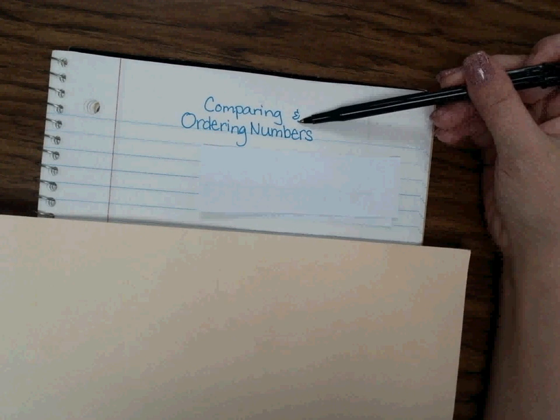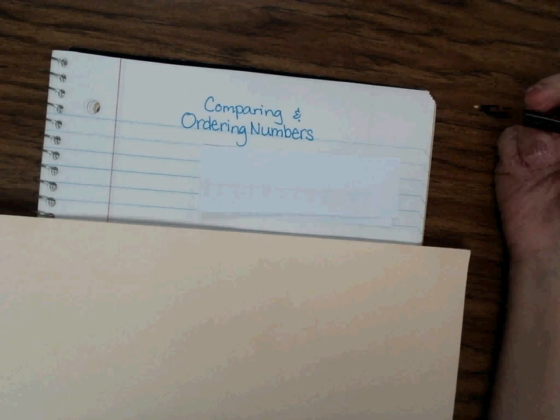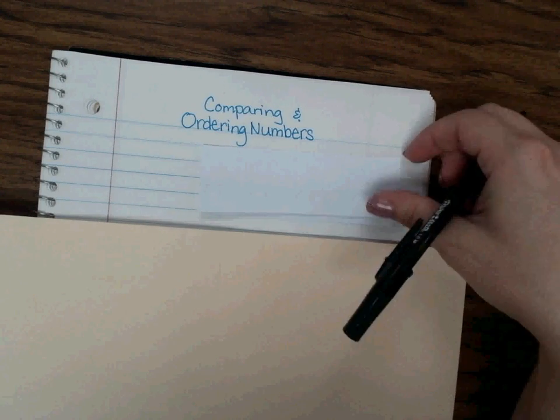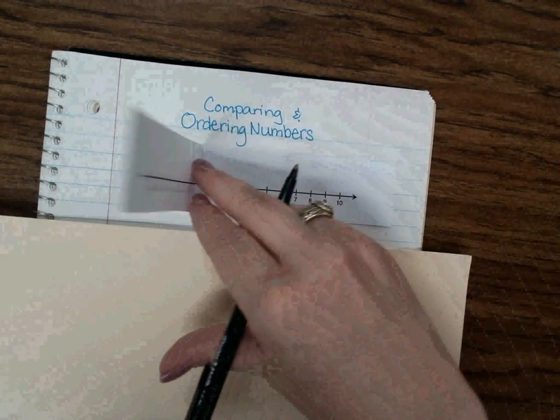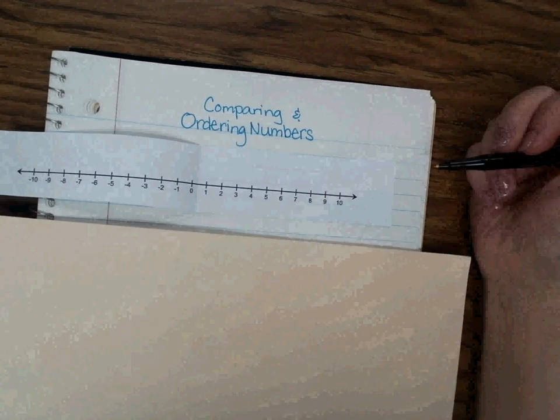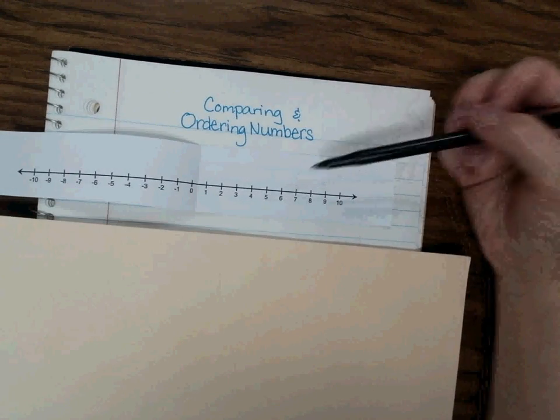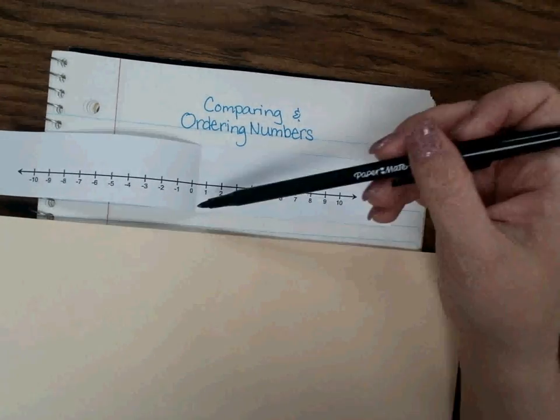Today we are going to be talking about comparing and ordering numbers. So to do that, we need a number line to help us. Part of your sheet that you got was number lines, so go ahead and cut out and paste one in. Our number line here goes from 0 to 10 and 0 to negative 10.